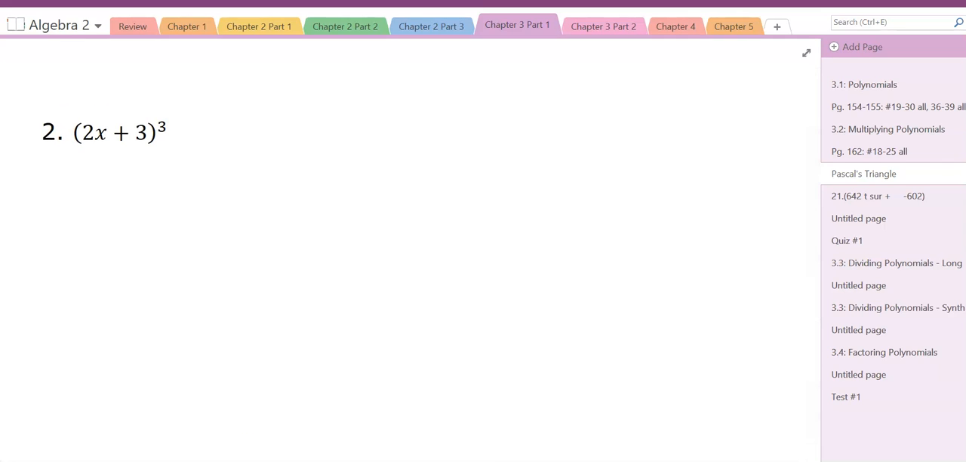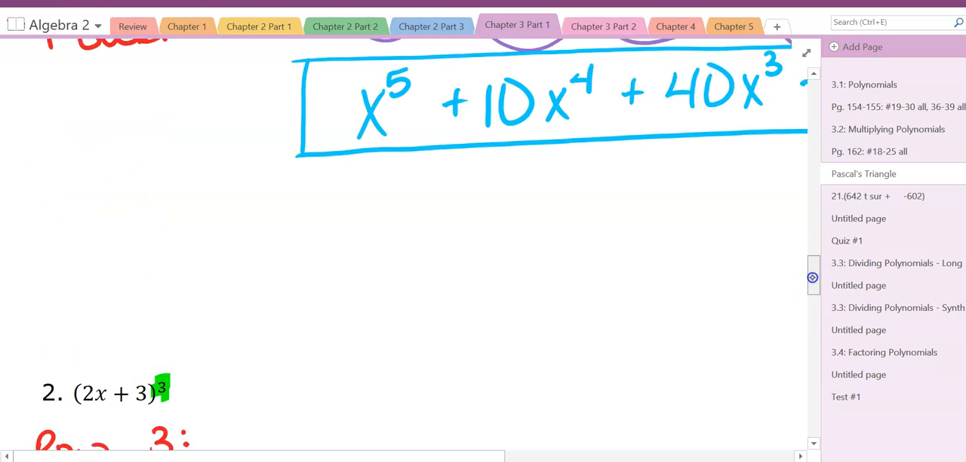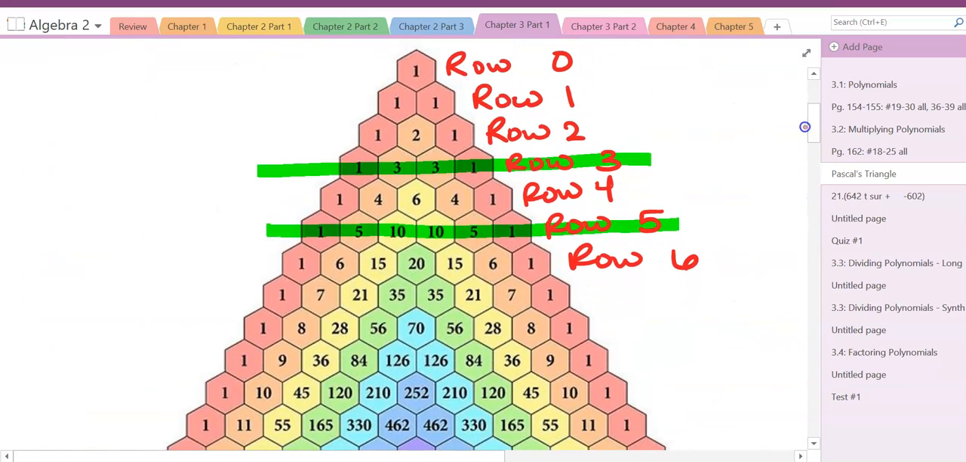Second one here says 2x plus 3. That whole quantity is raised to the 3rd power. So this one's going to be a little bit smaller because it's raised to the 3rd. It's not raised to the 5th. So 3rd means that we use the 3rd row. So row 3. Okay, so let's go back up to our Pascal's triangle. Back up here, row 3 is the other one that I had highlighted from earlier. So those numbers are 1, 3, 3, 1.